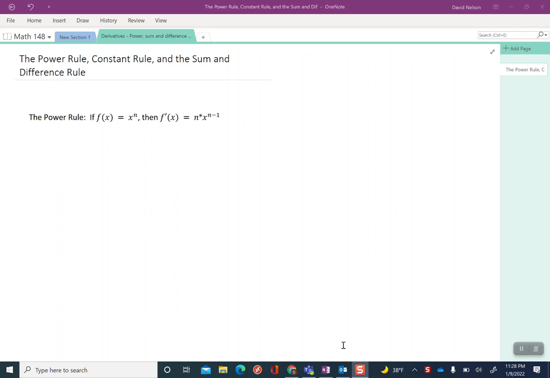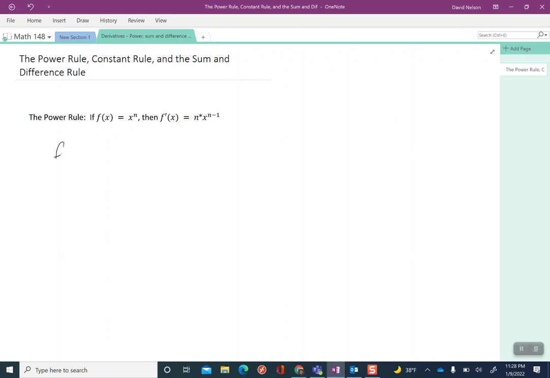The limit definition will always work, but we want to be able to find derivatives fairly quickly, and so we're looking at faster ways to do that. The most basic rule is the power rule, which says that if f of x is equal to x to some power, then you find the derivative by bringing that exponent down, multiplying by that exponent, and then subtracting 1 from the exponent.